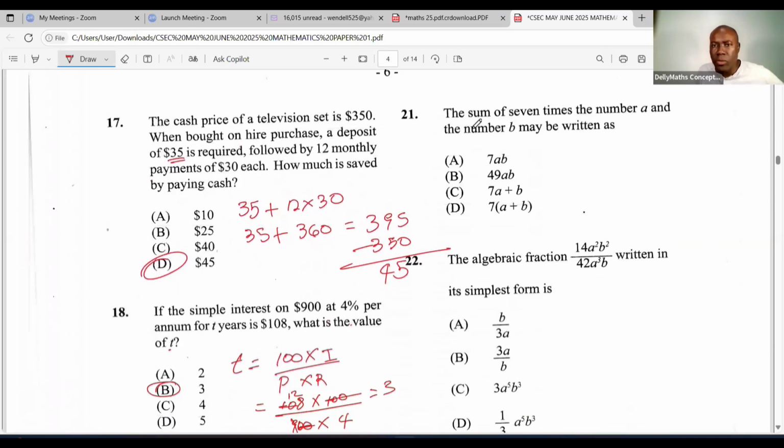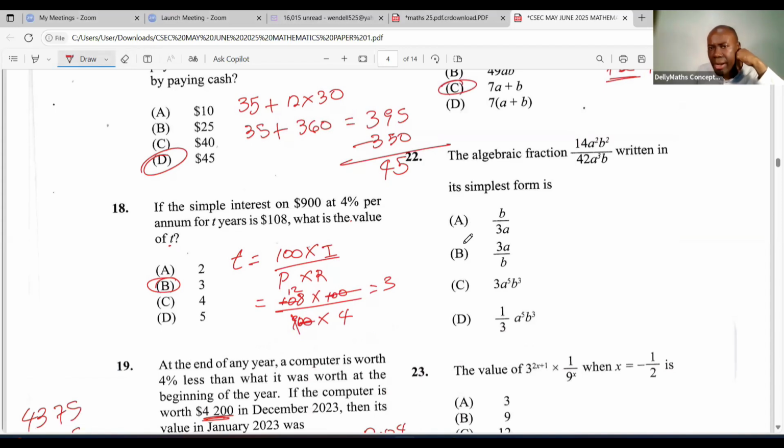21. All right, so we're at 21. It says the sum of 7 times the number A and the number B will be. So watch this. The sum of 7 times the number A with the number B. So this is my answer right here, the algebraic expression, written in the simplest form. Let's see if we can cancel. 7 into this goes 2. Oh, but 14 could go into this. So 14 into itself is 1. 14 into this is 3. That cancels, leaving A there. This cancels, leaving B. So B is going to be on top, 3A at the bottom.